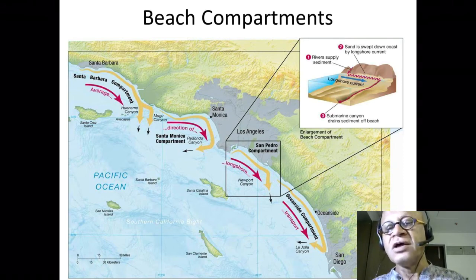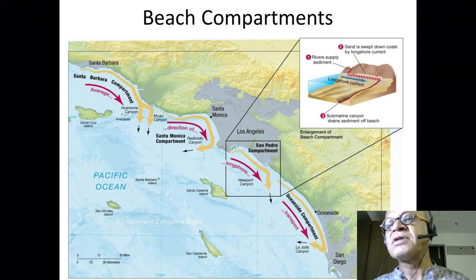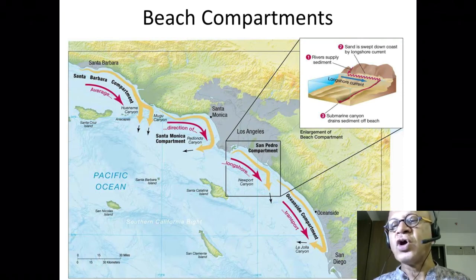You can see the blown up version of the San Pedro compartment here. So sand is swept down the coast by rain, river, so there is a river supply of sediment. There is the longshore transport that we are talking about, and then there is a flow off into the open ocean, and there is a submarine canyon.